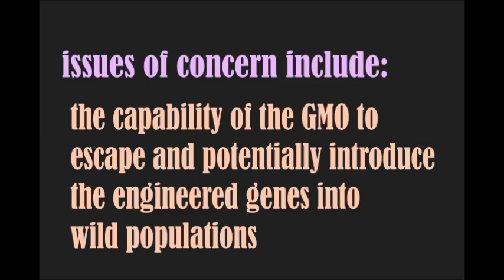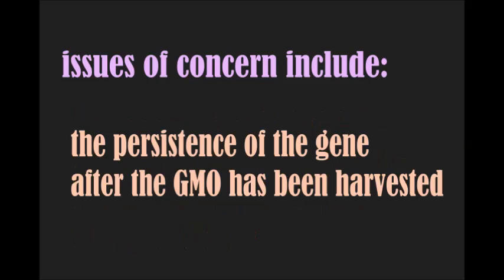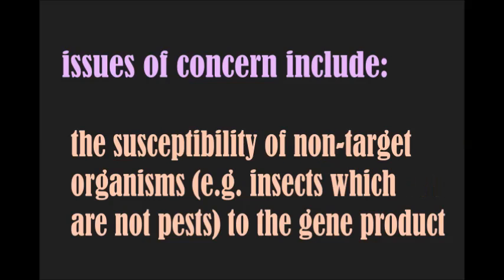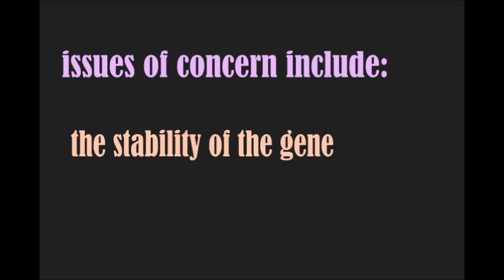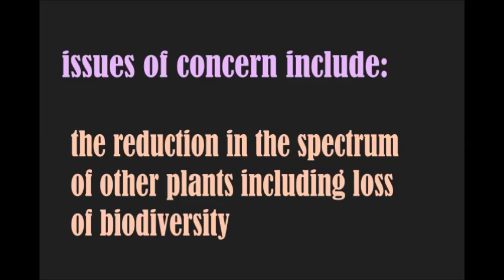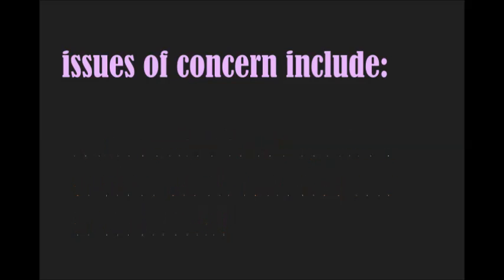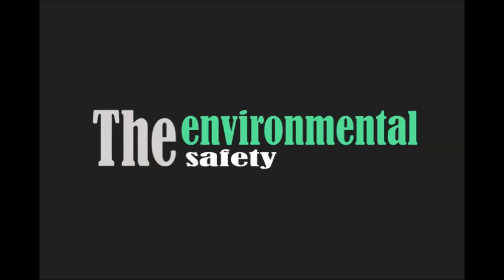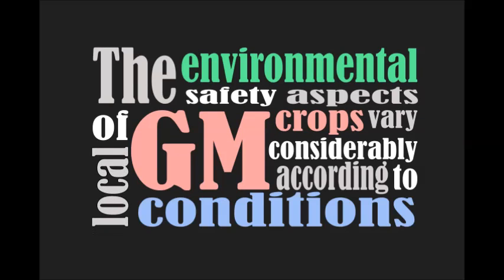Issues of concern include the capability of the GMO to escape and potentially introduce the engineered genes into wild populations, the persistence of the gene after the GMO has been harvested, the susceptibility of non-target organisms to the gene product, the stability of the gene, the reduction in the spectrum of other plants including loss of biodiversity, and increased use of chemicals in agriculture. The environmental safety aspects of GM crops vary considerably according to local conditions.